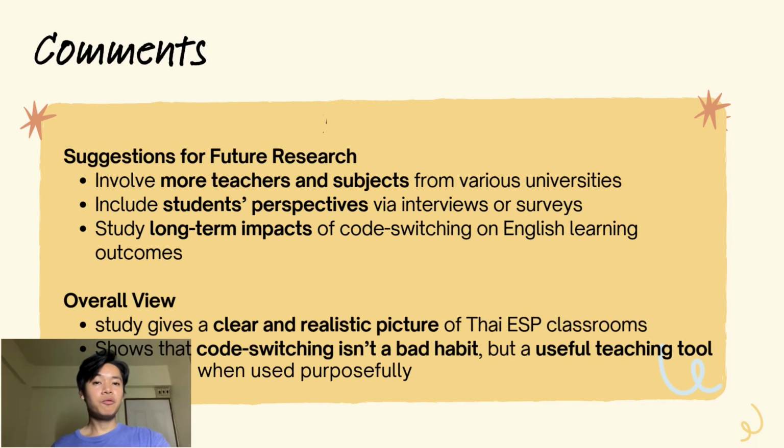If we could suggest improvements for future research, we would recommend a few things. First, include more teachers and more subjects from different universities to make the findings stronger. Second, include students' perspectives, interview or survey them to understand how they feel about code switching and whether it really helps their learning. And third, study the long-term effects of code switching, so we can see if it helps or hinders English development in the long run.